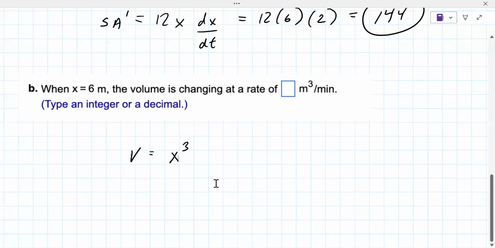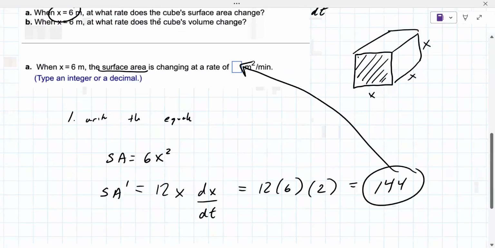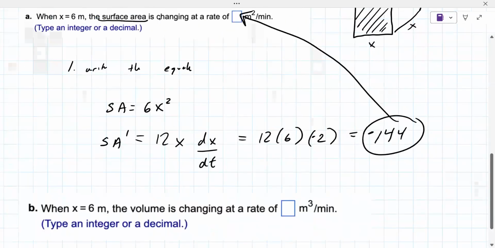Oh, no, I'm sorry. I messed up this previous part. See how it says decreases? That means it's -2. So that means down here it's -2 or -144. Okay, sorry. So that does change that answer there.